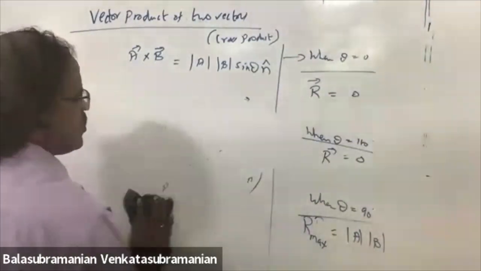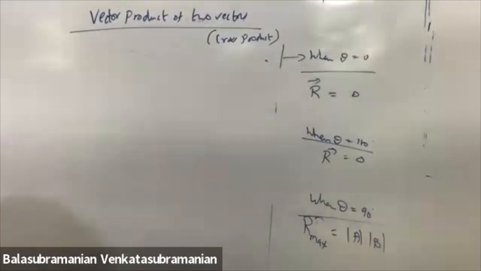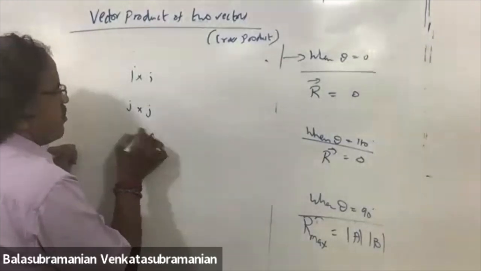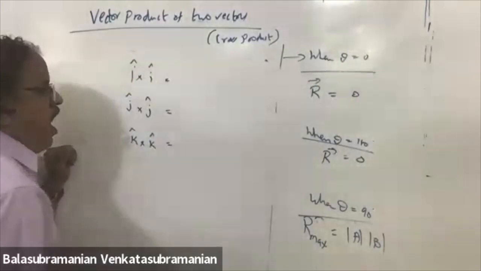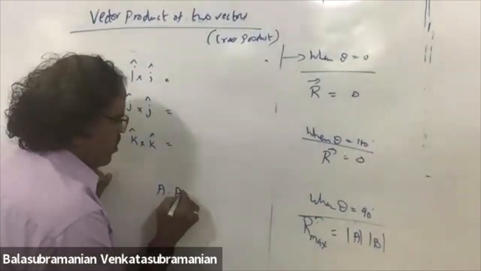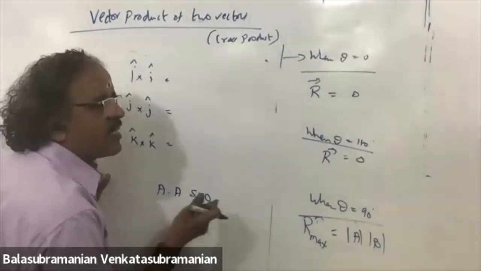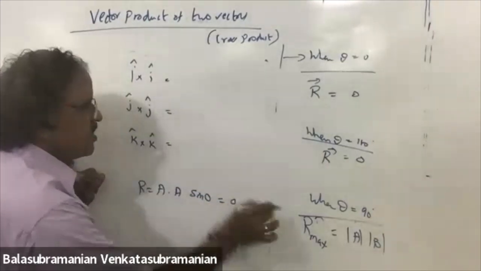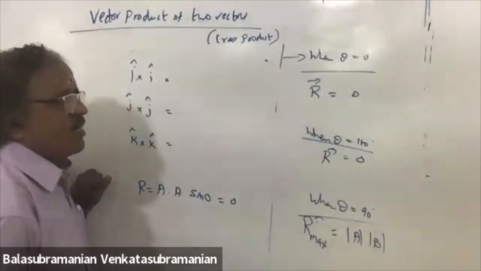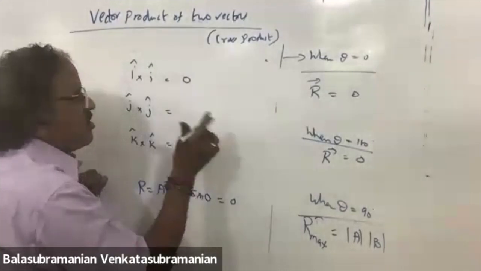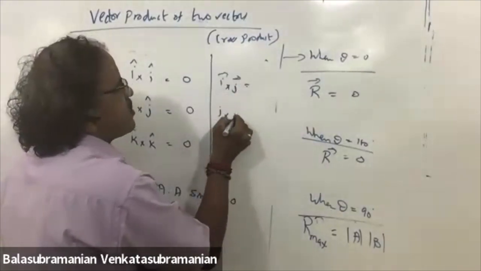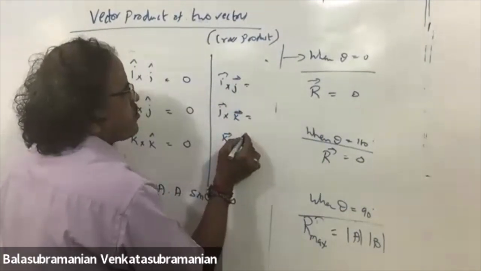Now, similar to scalar product, we have to discuss I cross I, J cross J, K cross K. Sir, self vector product, A A sin 0. Self vector product means A and A in the same direction. Sin 0 is 0. Resultant is 0. So I cross I is 0, J cross J is 0, K cross K is 0. No, sir, I want I cross J perpendicular, J cross K perpendicular, K cross I perpendicular.